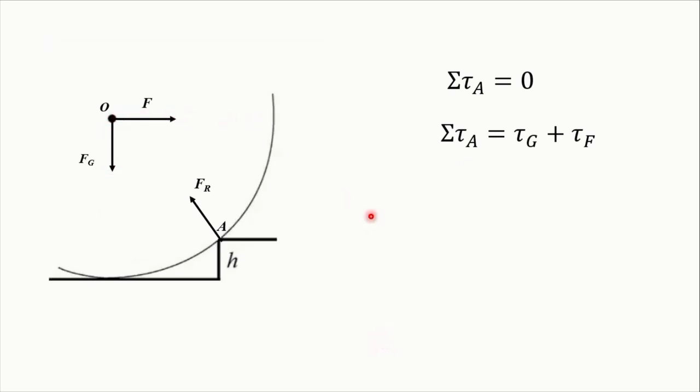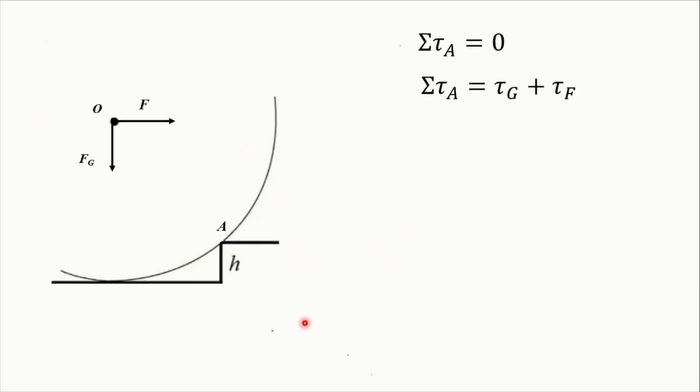Now we will calculate torques tau g and tau f. To do this, we need to take into account the geometry of the system. Let's note that distance OA is equal to the radius of the wheel. Then we will consider a vertical line and a horizontal line, which intersect here at point B.